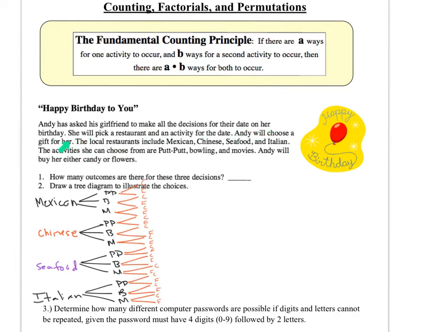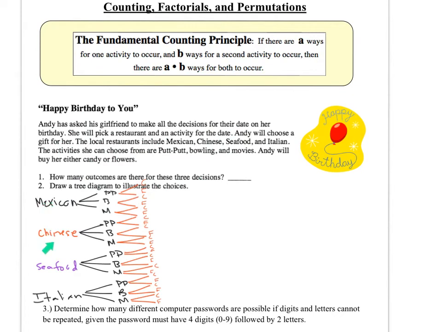Andy has asked his girlfriend to make all the decisions for the date for her birthday. She will pick a restaurant and an activity for the date. Andy will choose a gift for her. The local restaurants include Mexican, Chinese, seafood, and Italian. The activities she can choose from are putt-putt, bowling, and movies. And Andy will either buy her candy or flowers. How many outcomes are there for these three decisions?